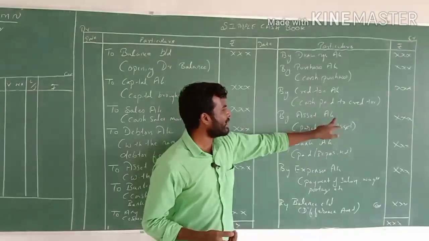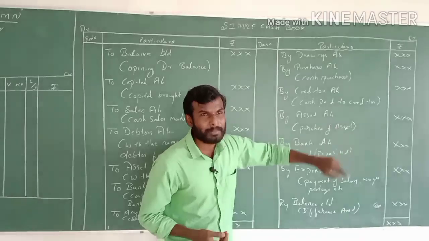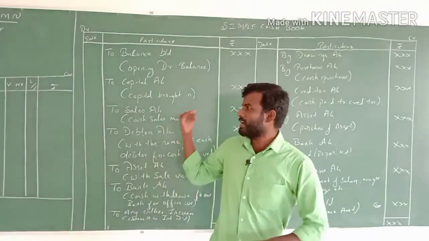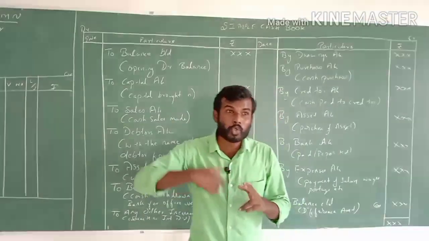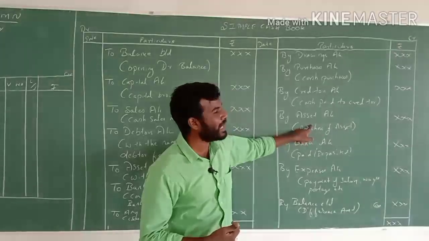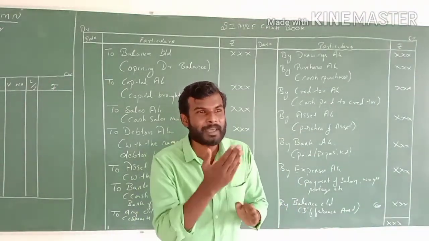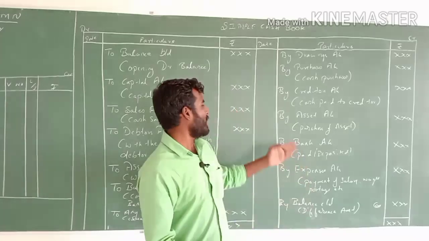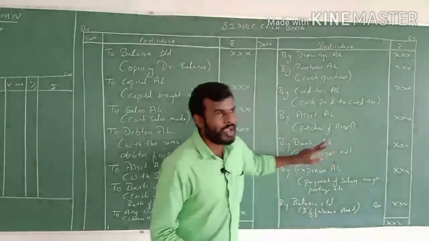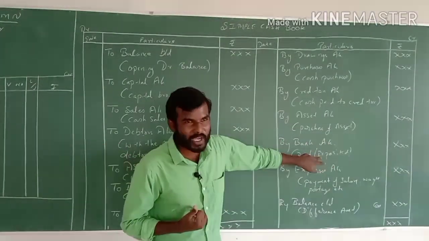By asset account, why will this asset account be considered here? I said on the debit side also, we sold the asset there. But here what happens? When we purchase the asset, our cash balance decreases. So again we have by bank account. Here also I said bank, here also I am saying bank.